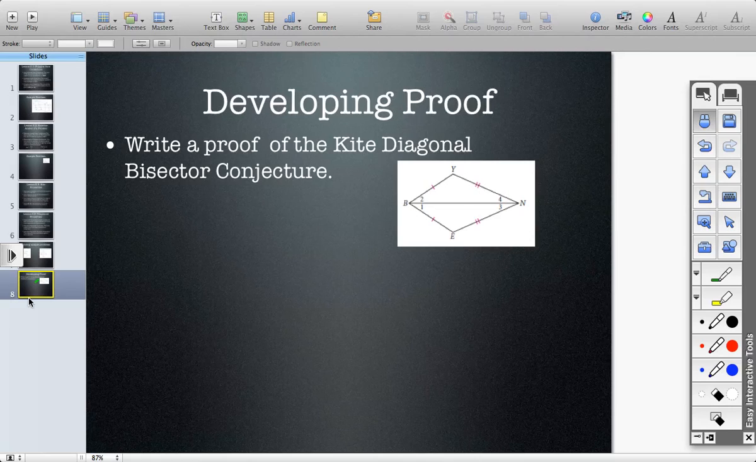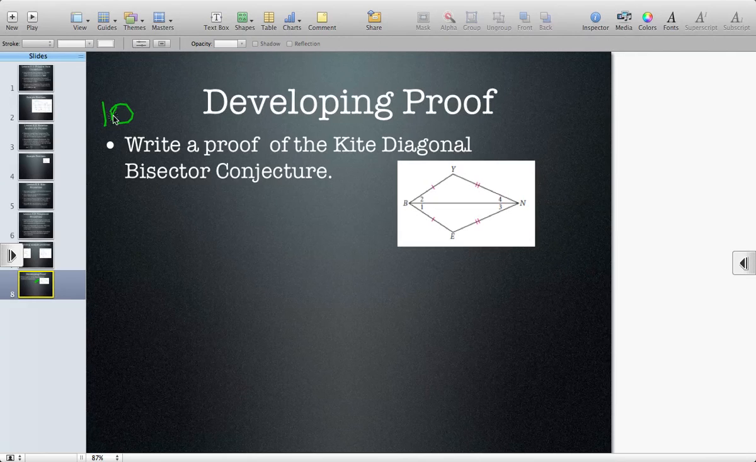I'm using the picture from question number 9. If some of you remember, this is from question number 10. So I'm using the picture from number 9 to help us prove this kite diagonal bisector conjecture. We want to use our proof to prove the conjecture. We proved it already with our investigation and using our picture, and now we want to prove it mathematically. Okay, so step 1 is, of course, the given information.